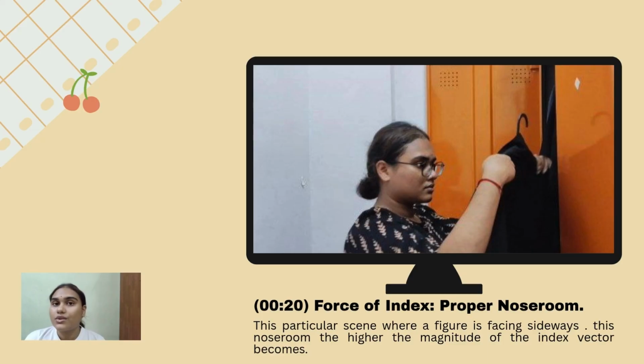For this particular scene where a figure is facing sideways, this is called nose room. With this nose room, the higher the magnitude of the index vector becomes. So the index vector is at its maximum magnitude in this shot. The aspect ratio for the shot is 16 by 9. So this nose room principle is applied to that shot.